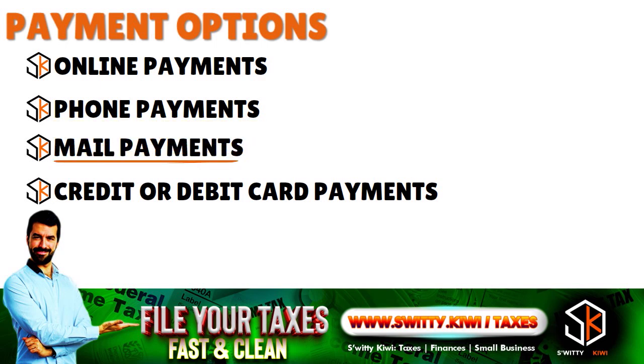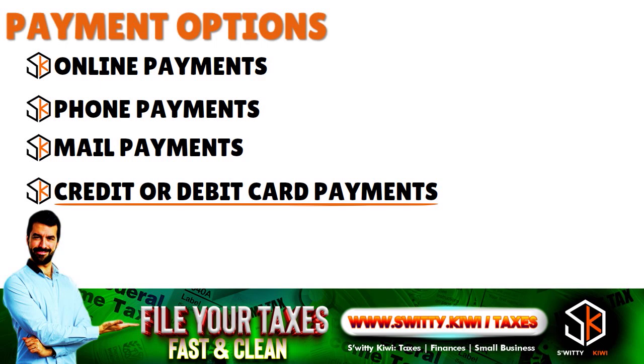So mail payments, we are speaking here about checks or money orders. What you want to do is mail in your payment vouchers with a check or money order made payable to the U.S. Treasury. The payment vouchers include a mailing address for each payment. And also you can have credit or debit card payments. So this is kind of fun. The only thing is if you choose credit or debit card payments, you will be charged a convenience fee by the processing company. So just be aware of that.